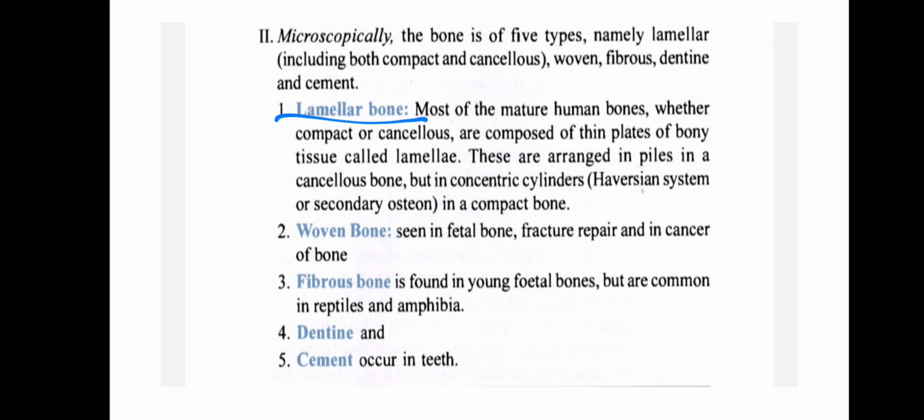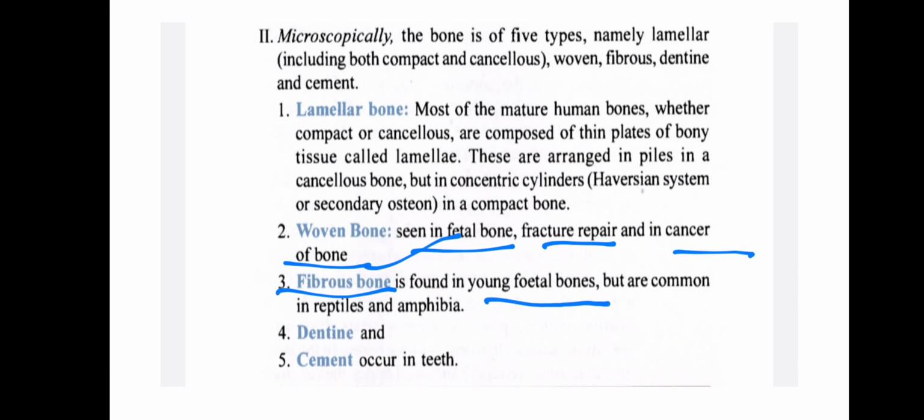Most of the mature human bones, whether compact or cancellous, are composed of thin plates of bone tissue called lamella. These are arranged in piles in cancellous bones, but in concentric cylinders or Haversian system or secondary osteon in compact bones. Now the woven bones. Seen in fetal bone, fracture repair, and in cancer of bone. Fibrous is found in young fetal bones but is common in reptiles and amphibia. Dentine and cement occur in teeth.